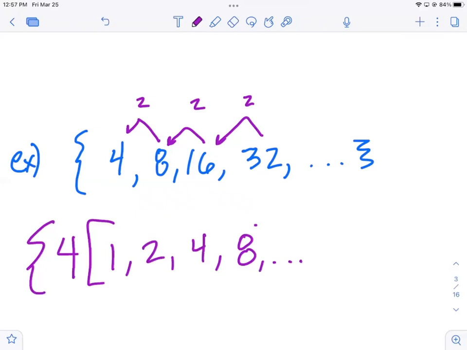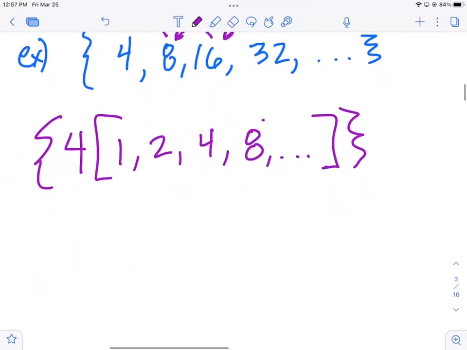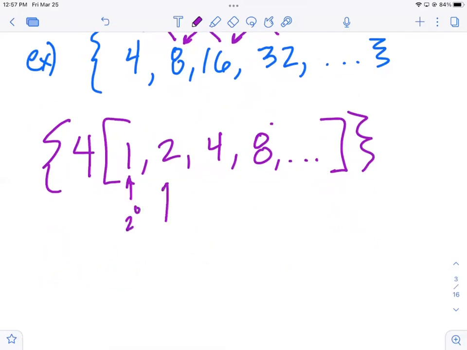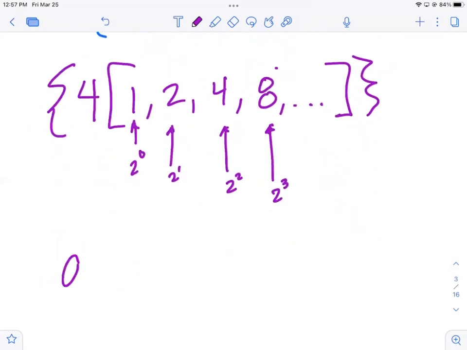Dot, dot, dot, close brackets, close braces. Yeah, and then you already know your common ratios too. So again, this is 2 to the 0, 2 to the first, 2 to the second, 2 to the third. So now you could say, okay, a sub n is going to be 4 times 2 to the what? N minus 1. Yeah, because I need that to correspond with 0 when n is 1. So I subtract 1. And there it is.